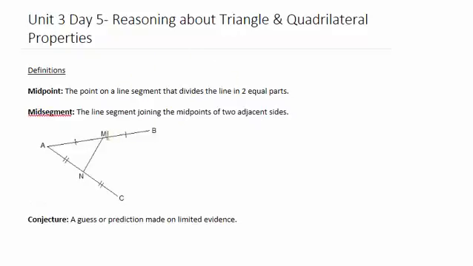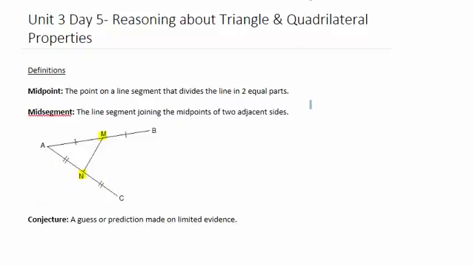On this diagram here, you can see that M is the midpoint of line AB because it's the point on the line segment that divides the line into two equal parts. Likewise, N is the midpoint of line AC because you can see it's the halfway point. It divides it into two equal parts.